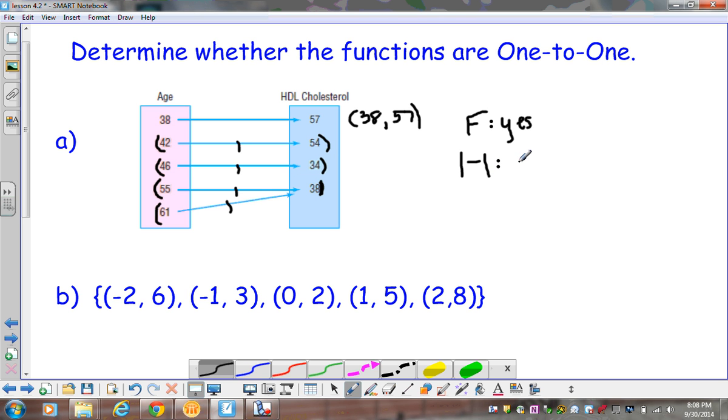I'm just going to use that as my denotation for one-to-one. So for one-to-one, I'm looking to see if any of my y values repeat. Well, 57 doesn't repeat, 54 doesn't repeat, 34 doesn't repeat. However, 38 does repeat. 38 occurs twice: notice we've got (55, 38) and (61, 38). All it takes is one. So yes, it's a function, but no, it is not one-to-one because I have a y value that repeats.